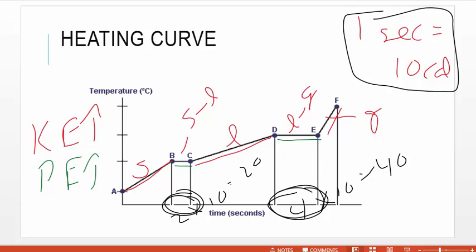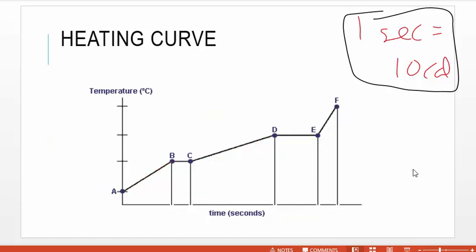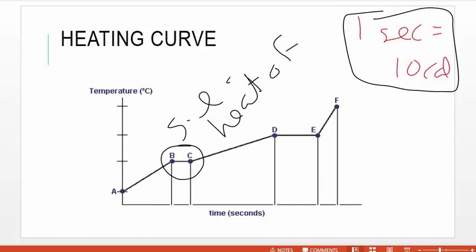And you need to know what those energies are called. The energy that it takes to go from a solid to a liquid is called the heat of fusion. So the energy it takes to go from a solid to a liquid is the heat of fusion. How much heat does it take to do fusion? And fusion is for going from a solid to a liquid. You need to know that.